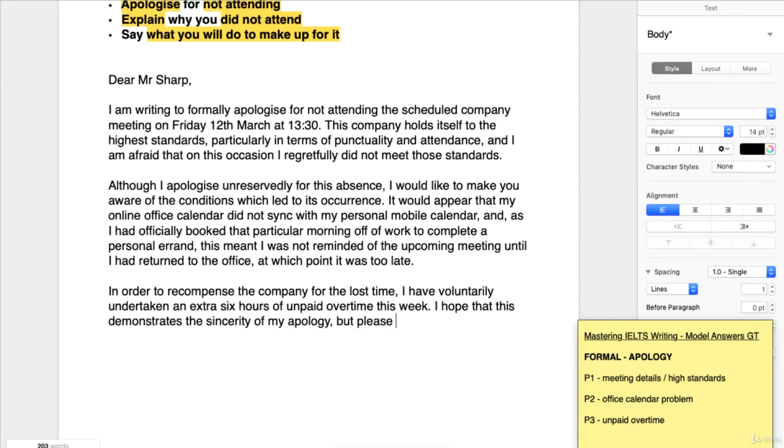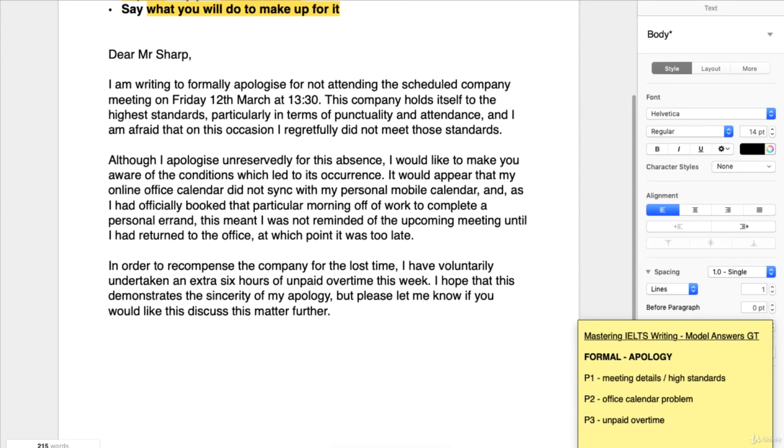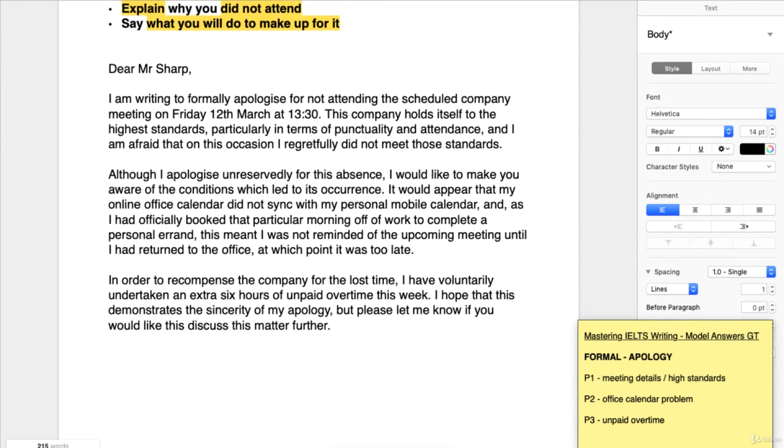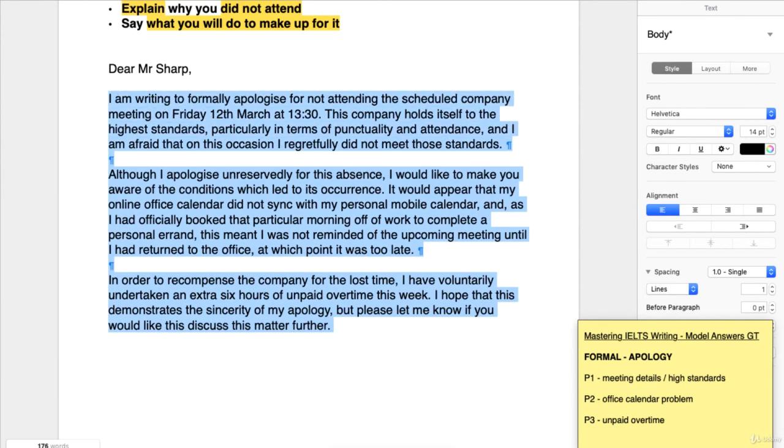But please let me know, this is typical for a lot of letters, if you would like to discuss this. You could just say discuss this further, even better, discuss this matter, this issue. So again, just adds another nice layer, another nice formal sounding word to the letter. And then I think that's actually okay. Let's have a look at the word count here. And yeah, it's a little bit long.